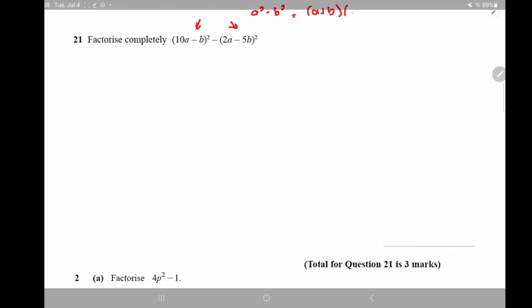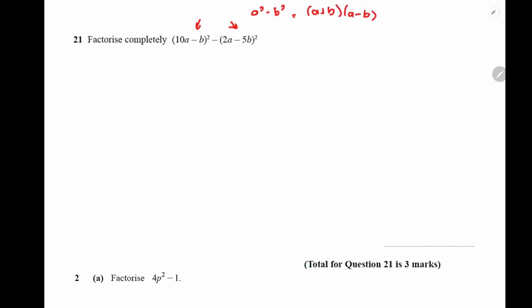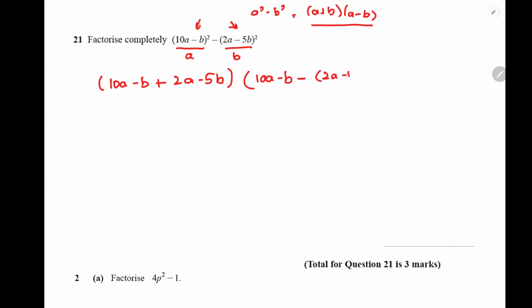Okay. Now this question, you can see that I can directly apply a square negative b square. That would be equals to a plus b and a minus b. Now, this whole thing is my a and this whole thing is my b. So I'm directly applying this thing. So a plus b. So 10a minus b is my a, and plus b is 2a negative 5b, into a minus b. So it would be 10a minus b minus 2a minus 5b. So I'm putting the brackets here because the negative will change the sign.